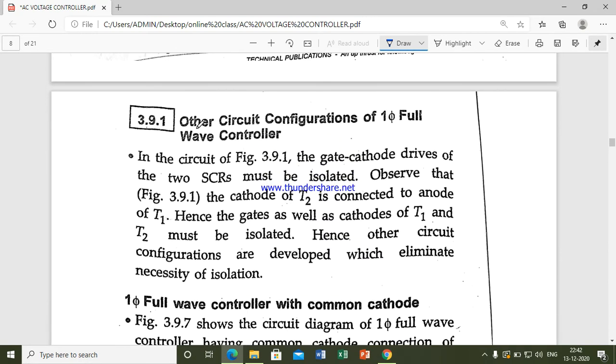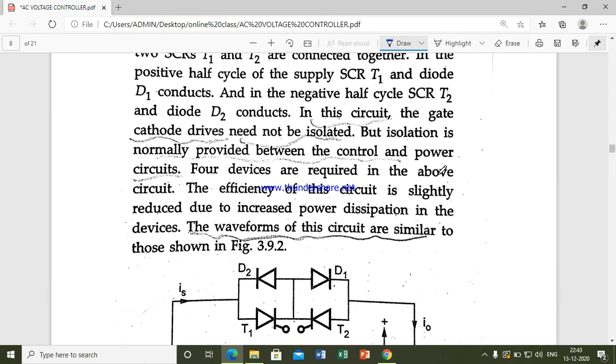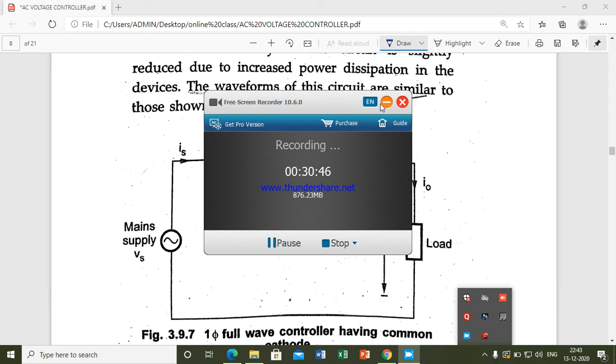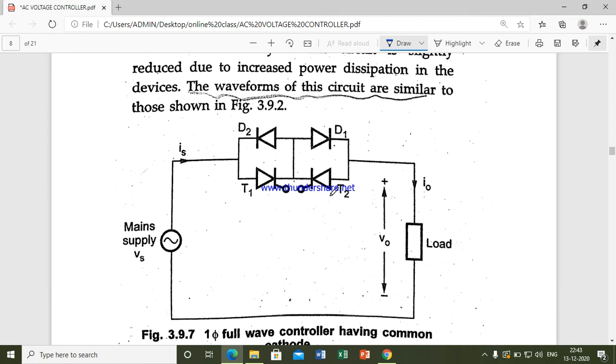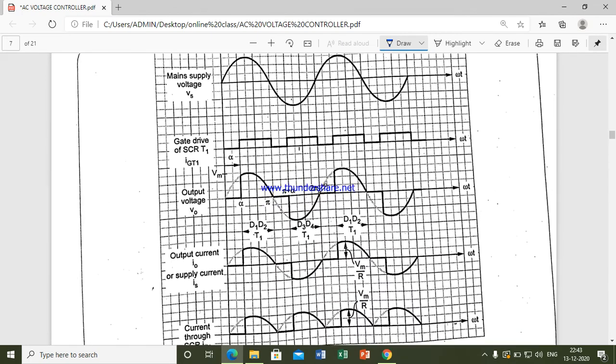Next, we can have another section, another circuit configuration of a single phase full wave controller: the single phase full wave controller with common cathode section. If you look at the waveform, you can clearly observe when it will conduct and when it will not conduct. So we'll see that waveform first.